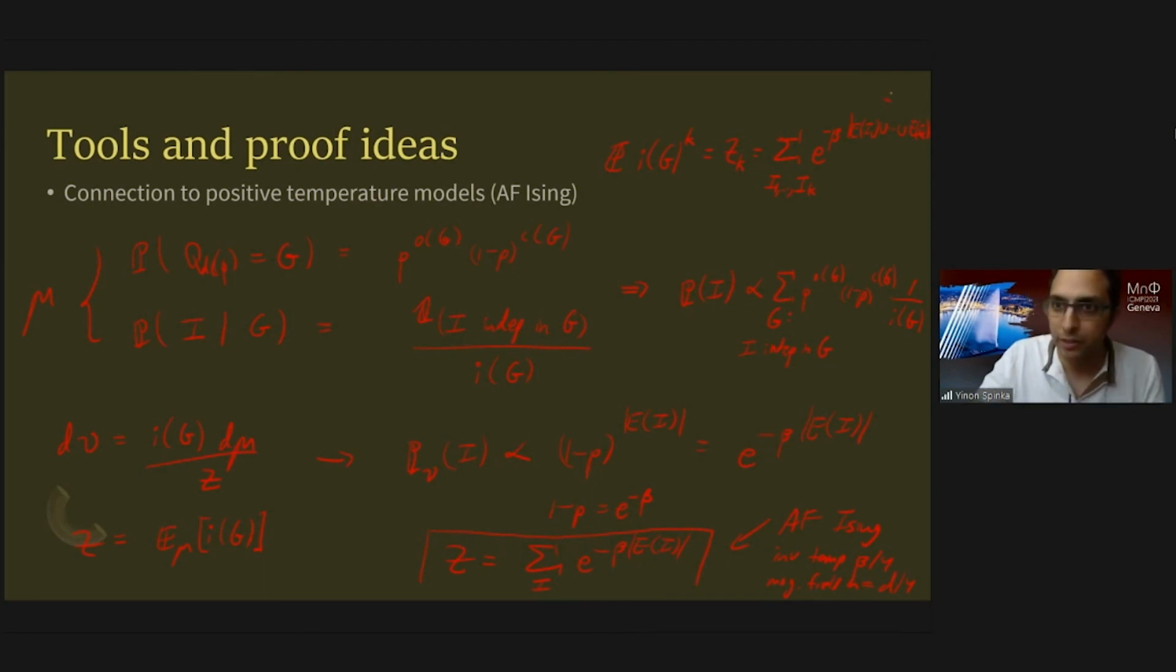If there was a sum here instead of a union, the sum of the sizes, then these would just simply be independent Ising models. But because there's a union, these interact with each other.